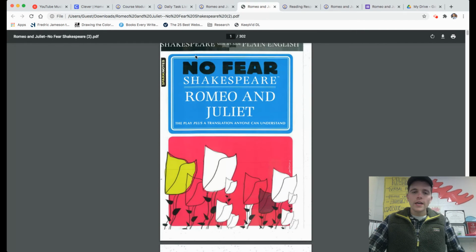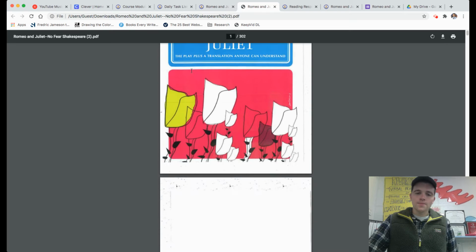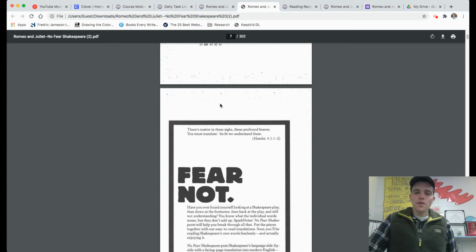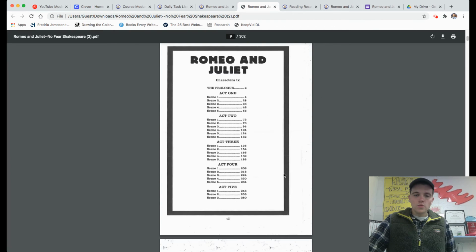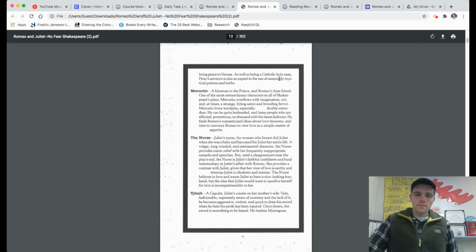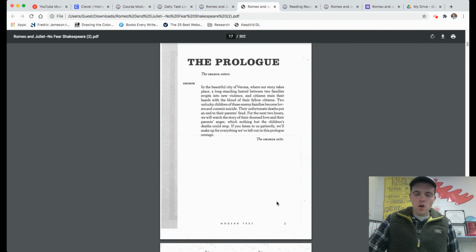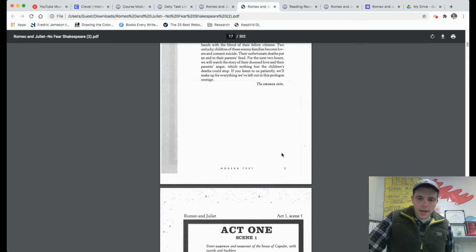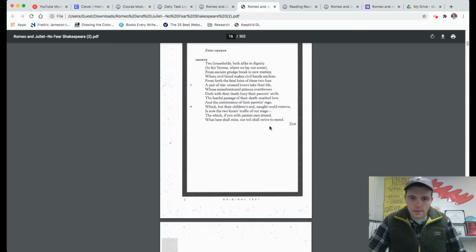Here we go. So you notice this is called No Fear Shakespeare. What that means is this book has two versions of the play in it. There are pages with a black box around them, as you can see, a lot of them. And there are pages with no black box. Now here's what that means. Each page is the same thing twice. So here's what I mean by that.